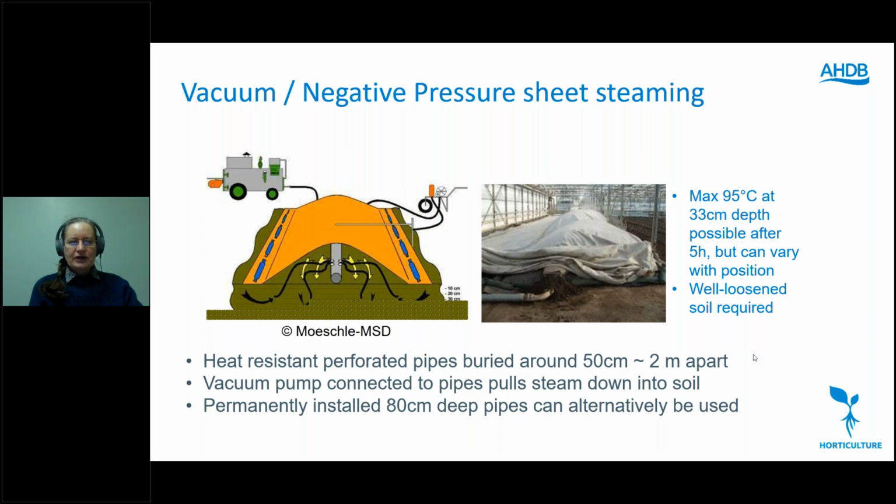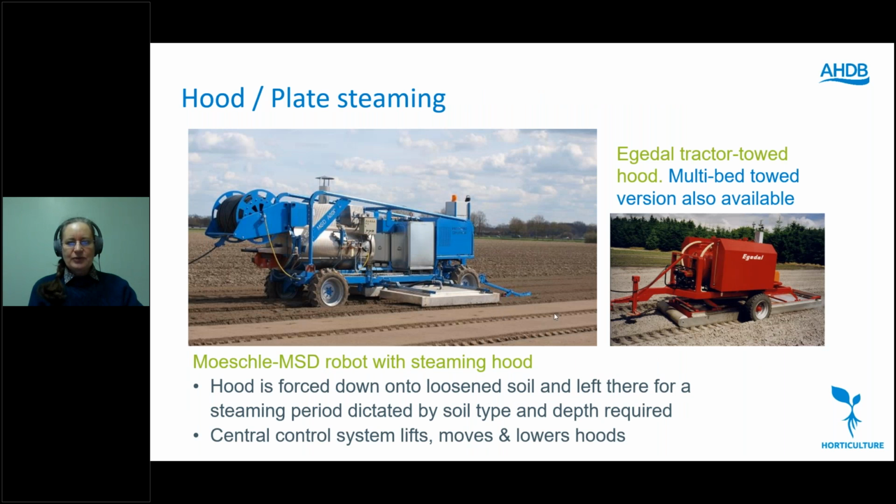Hood or plate steaming: you can see these metal plates on both these models. It's really replacing the sheet, and the hood is forced down into loosened soil and left there for the steaming period dictated by the soil type and the depth required. The blue machine is a robot, so you just program it and it moves along. The right-hand machine is tractor towed, so the driver works out how long to leave it at each position.